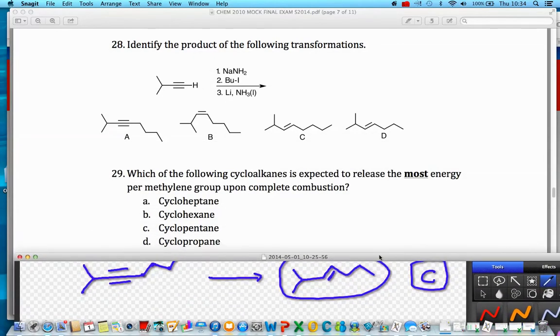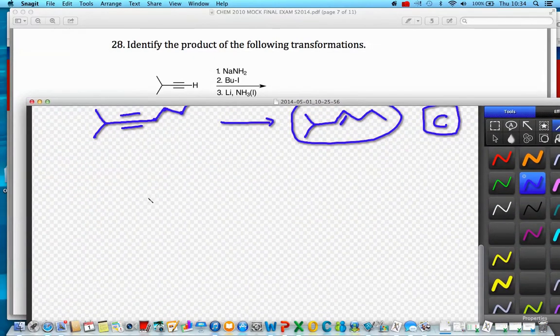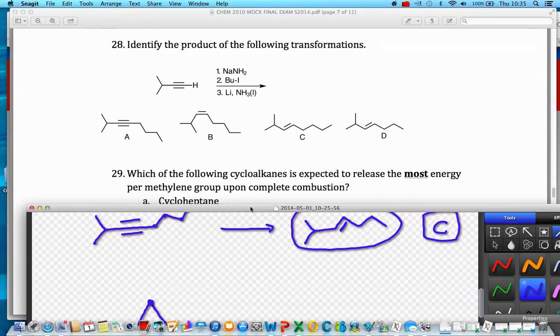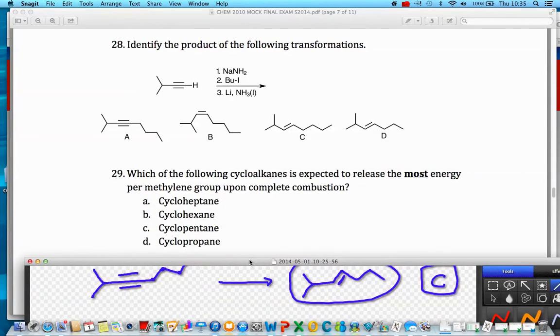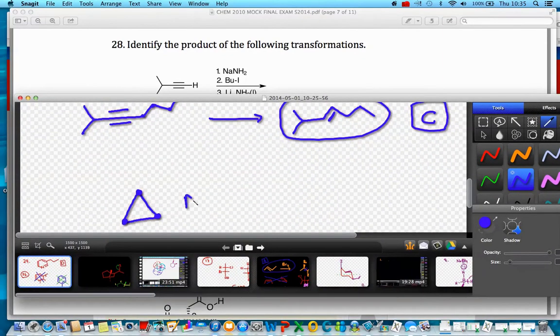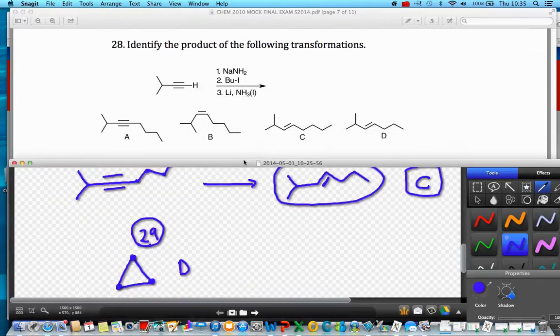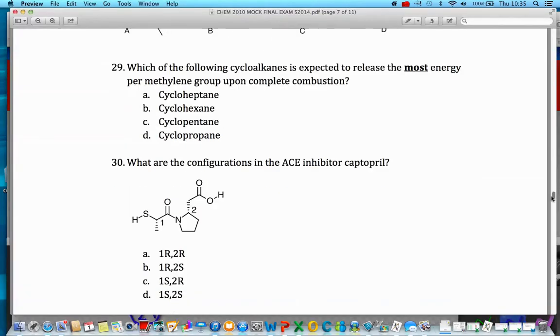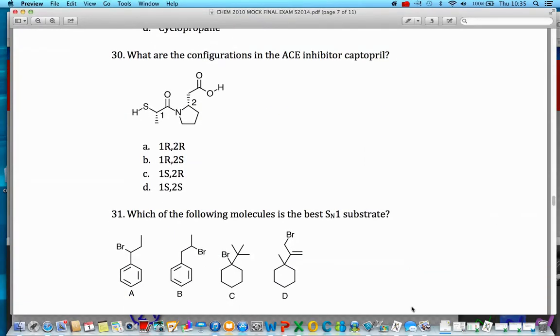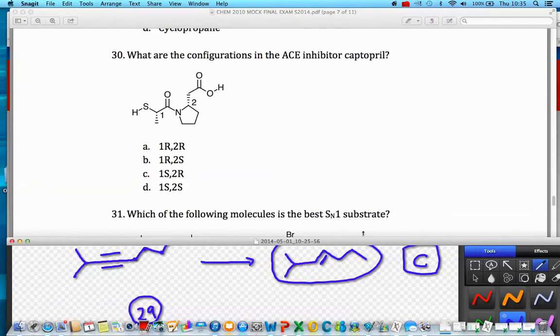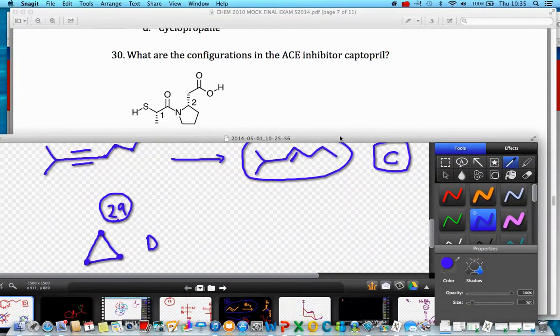Moving on to 29. The ring that has the most strain is always going to be cyclopropane. First of all, it releases the most energy, and you're dividing it by the fewest carbons, and so that's a pretty easy assessment to make. So D is the credited response for number 29. Finally, number 30, and then we'll wrap this one up. Got a stereochemistry question.